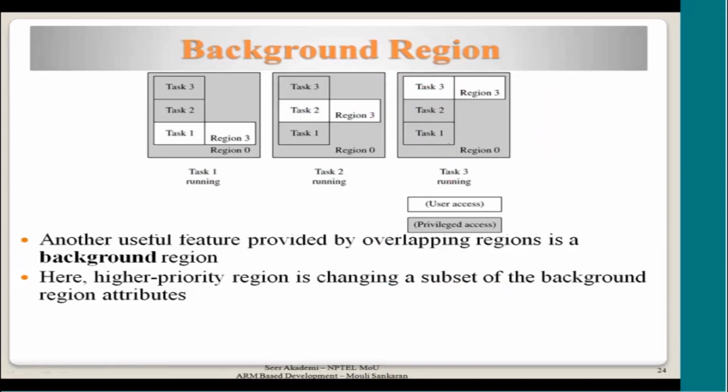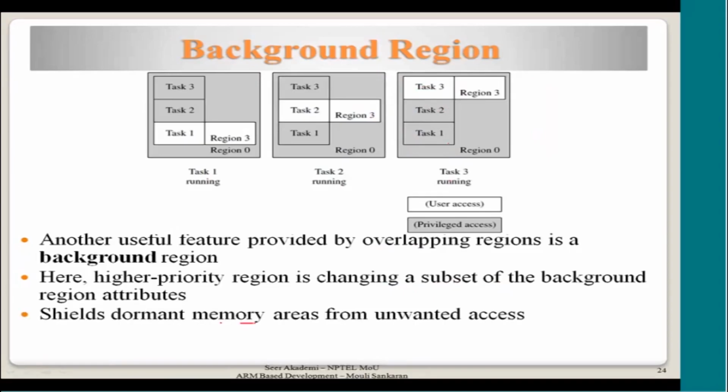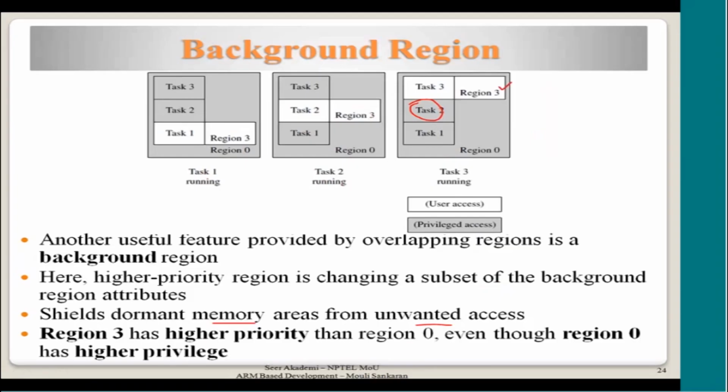Correct. Now, it shields dormant memory areas from unwanted access. What I mean by dormant is, if this task is not active, it is dormant. So it has to be protected from other tasks which are running. Region 3 has a higher priority than region 0, even though region 0 has a higher privilege. So region 0 has a higher privilege, whereas region 3 has a higher priority. Any address falling in this category will be controlled by the attributes assigned to this process.